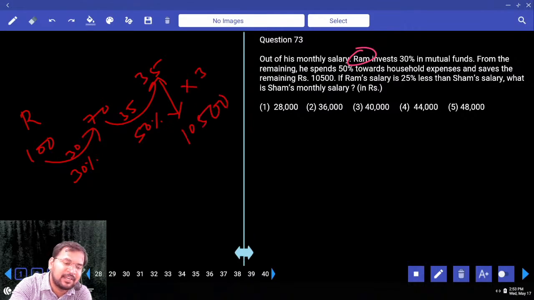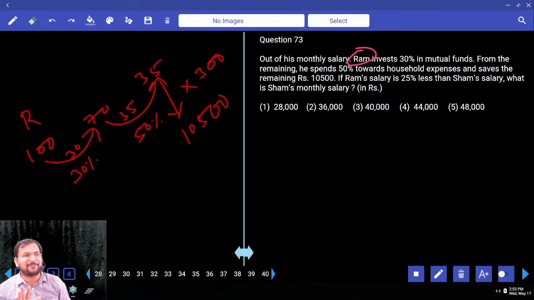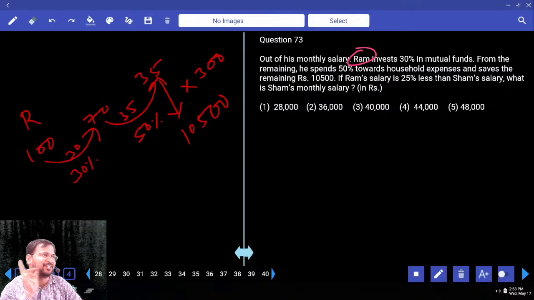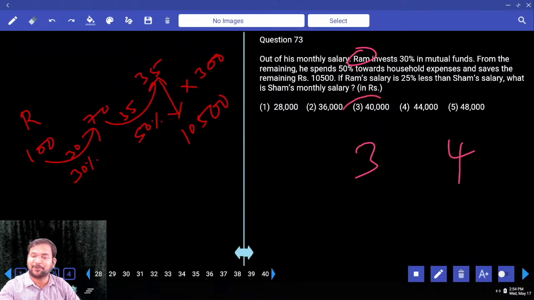How many times? Not 5 times, 3 times. 300 times. 35 times 3 is 105. 3 times 5 is 15, 15 plus 90, 105. Exactly 300 times of 100: 30,000. Ram's salary is 30,000. Ram's salary is 25% less than Sam's. Sam is 4 parts, Ram is 3 parts. 3 parts is 30,000, 4 parts is 40,000.